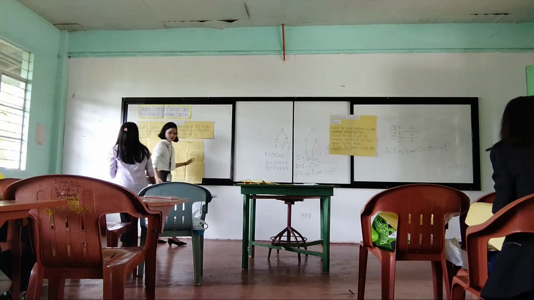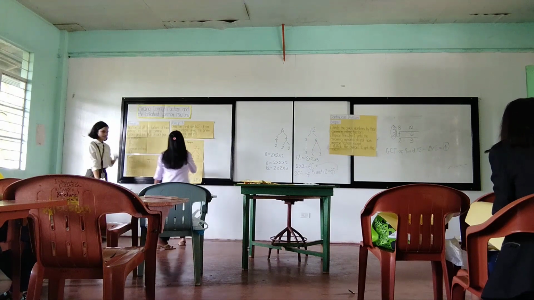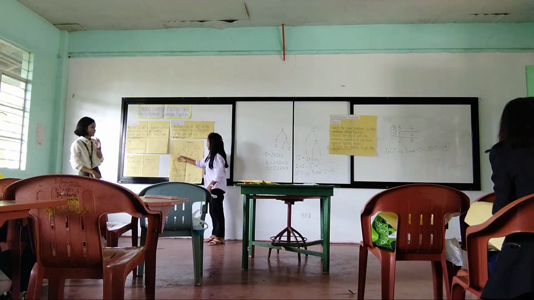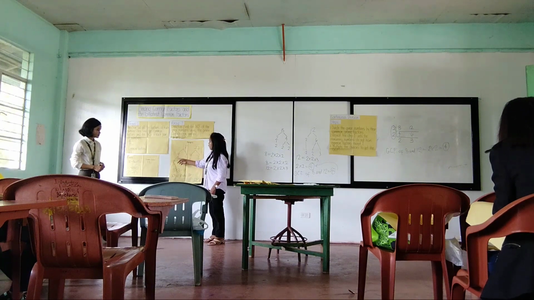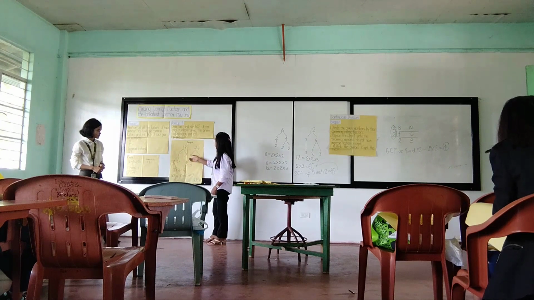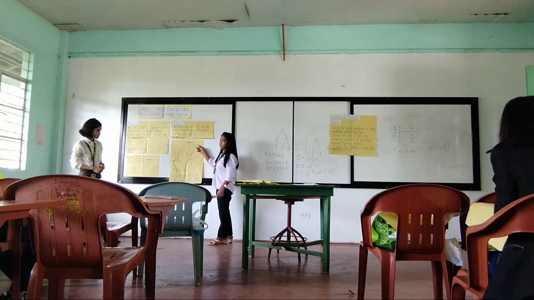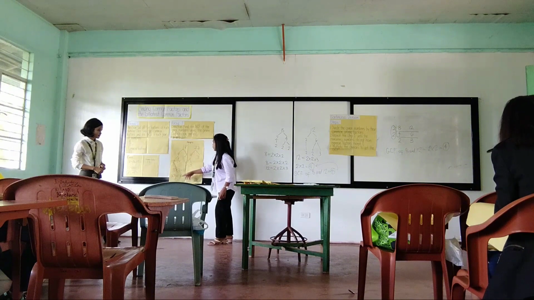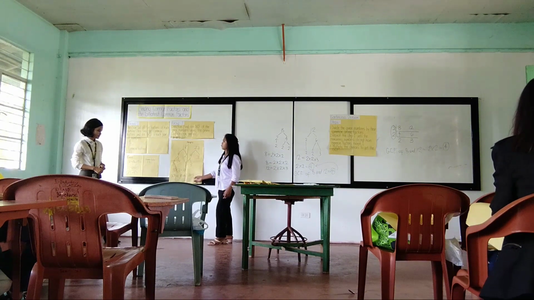Okay, for group 2: 18 and 27. 18 is 9 times 2, and 9 is 3 times 3. 27 is 9 times 3, and 9 is 3 times 3. The GCF of 18 and 27 is 9.